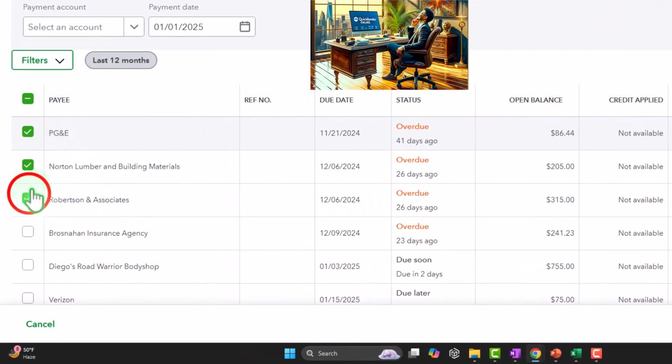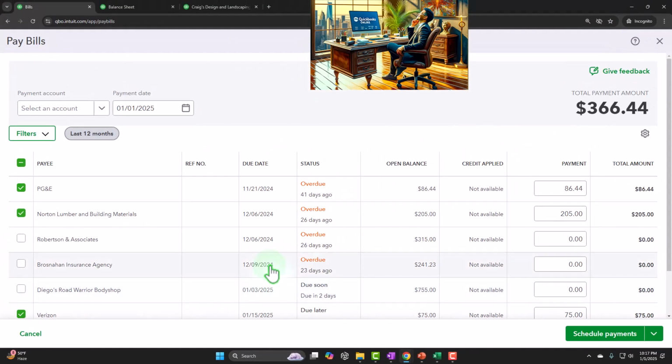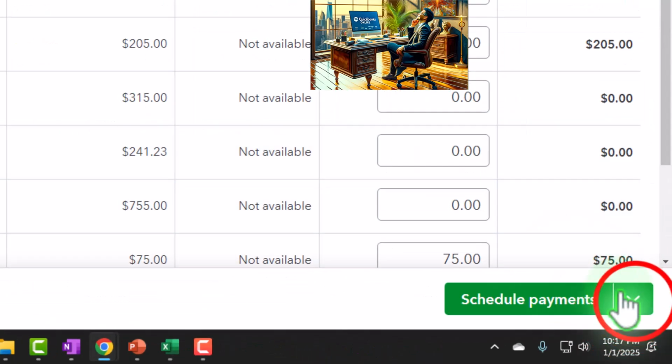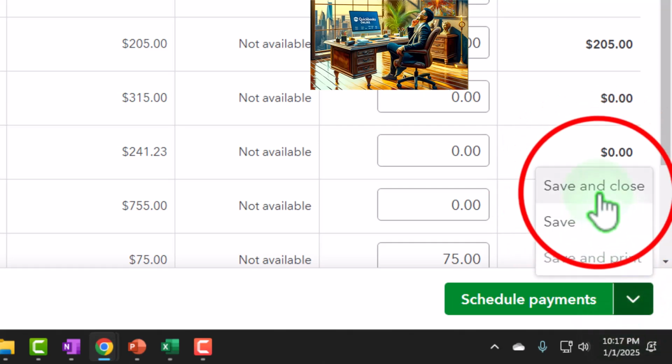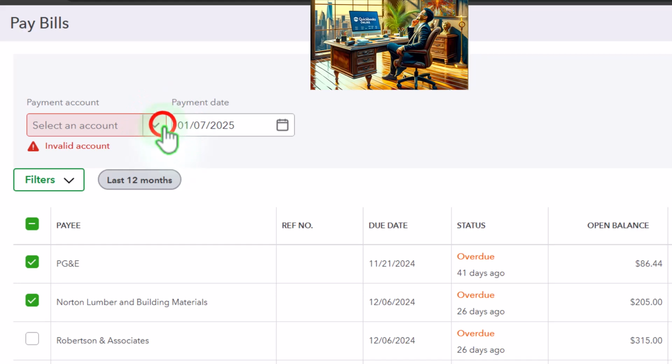So let's say I pay this one, and then the Verizon one here. And let's say I make the payment on, I don't know, the 7th. And then I'm going to go down here and say save and close. Let's save and close it. Oh, wait a sec. I didn't pick a payment account.